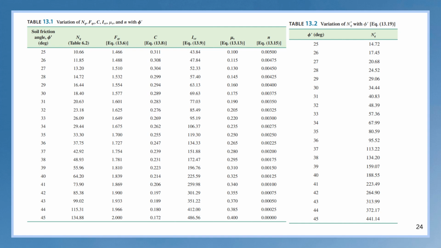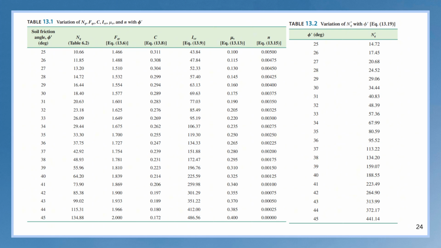As the friction angle increases, the bearing capacity factor N sub q, shape factor F sub qs, and rigidity index values generally increase, indicating stronger and stiffer soil behavior. At the same time, some parameters like C and N decrease, reflecting changes in how compressivity and stress distribution are accounted for. Next is table 13.2.